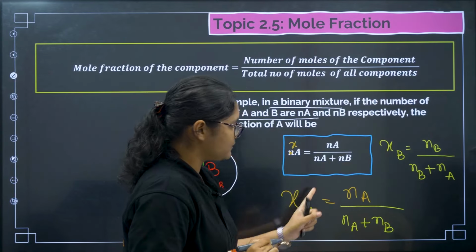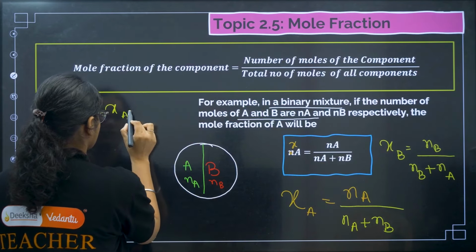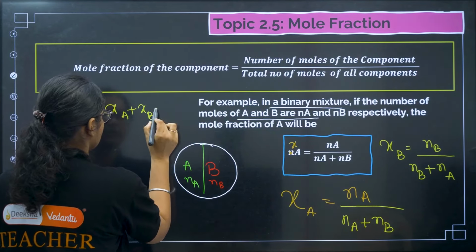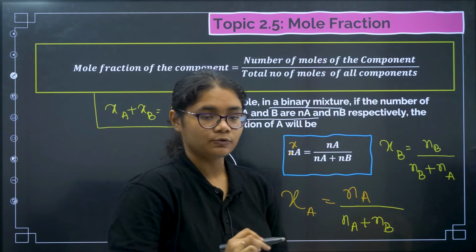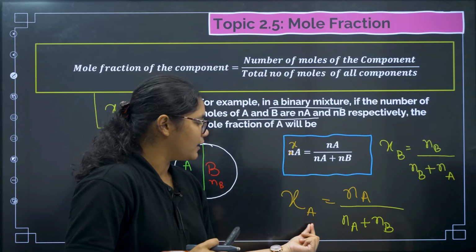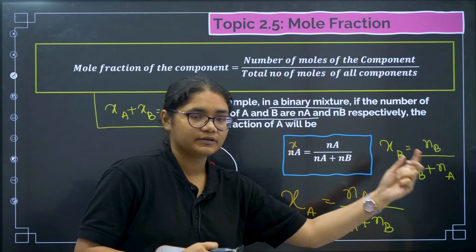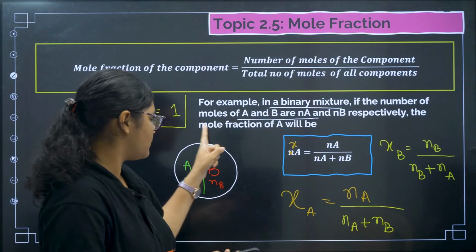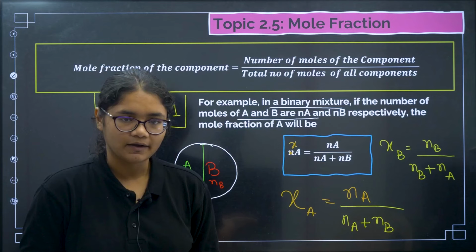Now what is the relation between XA and XB? This is also very important. You should know that chi A plus chi B is equal to 1. Suppose in a question you have been asked to calculate XA and XB. You can calculate XA, but doing this much calculation again for XB is unnecessary. If you know this formula, you can simply subtract 1 minus XA to get XB, right?